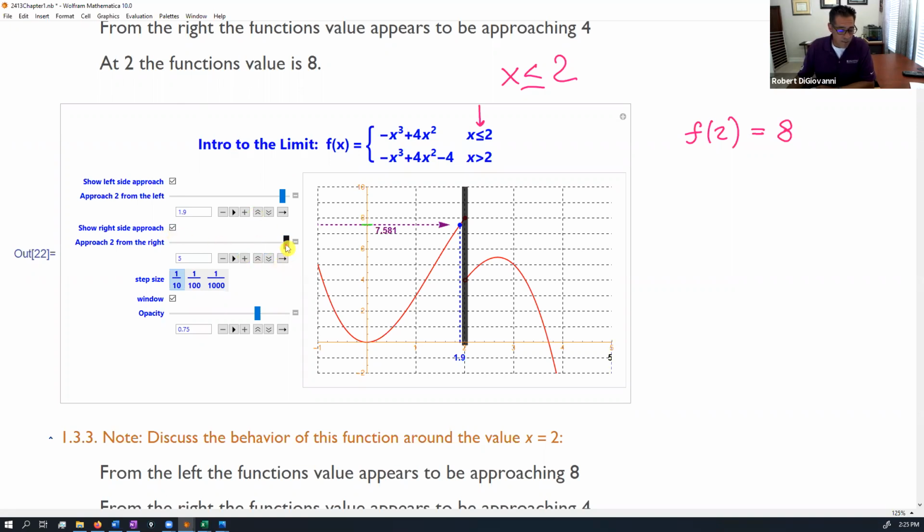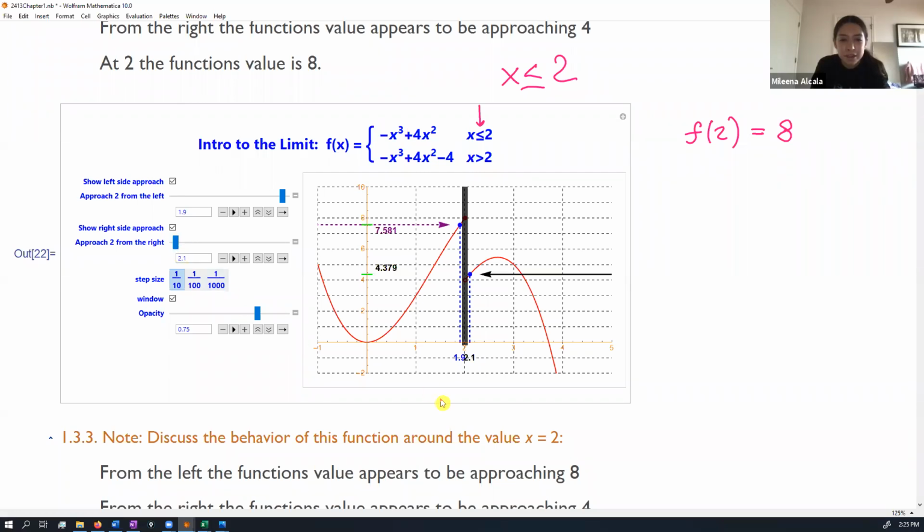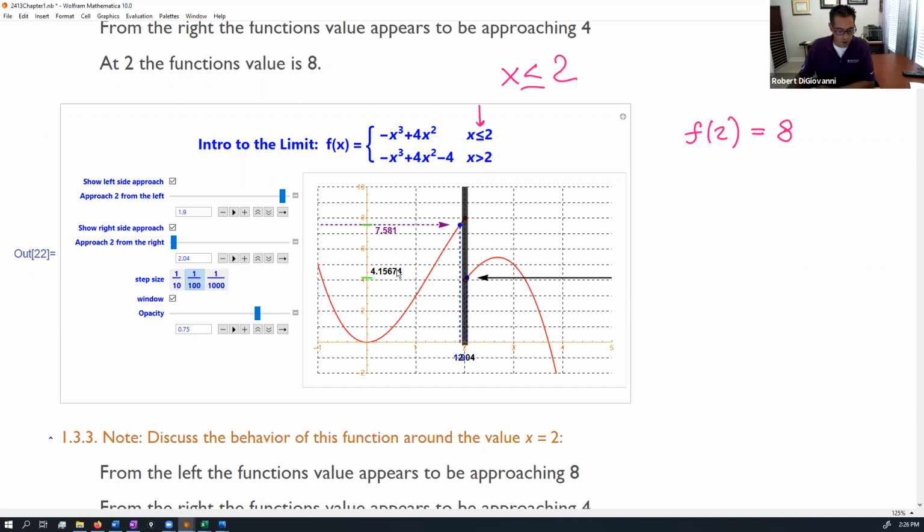Tell me where it's headed from the right, Melina. So I'm going to come in here. Here it is, coming in from the right. It goes up a little bit, and then it starts to dive back down. Where does it look like it's headed towards? 2. Well, it is headed towards 2 from the right, but what's the y value headed towards? It's kind of hard to tell. Oh, there it is. 4. It looks like it's headed towards 4. Do y'all see that? So from the left, it's headed towards 8, but from the right, it's headed towards 4.